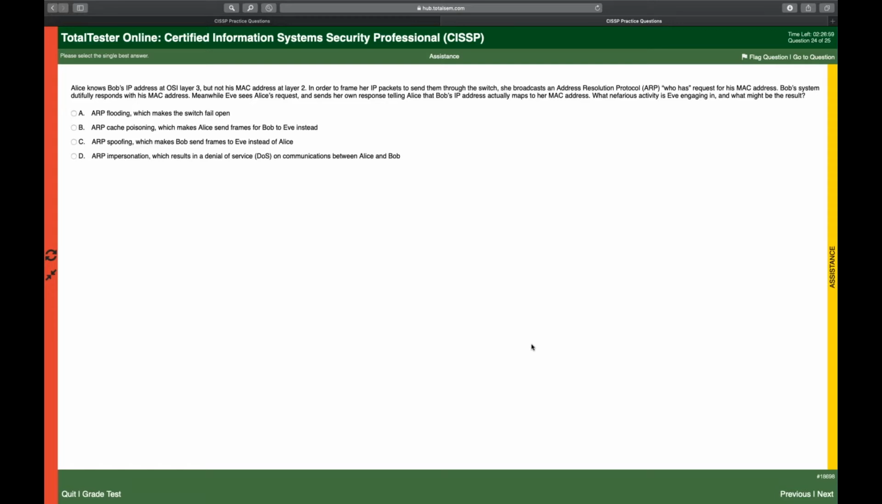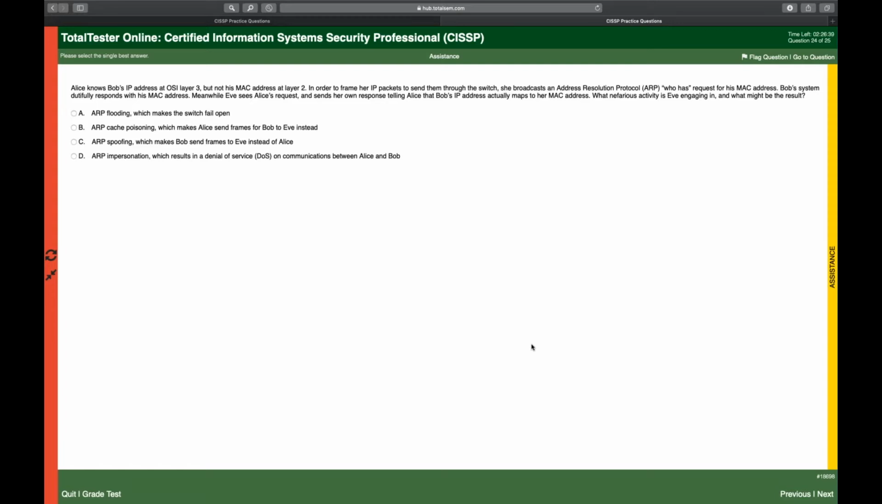Bob's system dutifully responds with his MAC address. Meanwhile, Eve sees Alice's request and sends her own response telling Alice that Bob's IP address actually maps to her MAC address. What nefarious activity is Eve engaging in, and what might be the result?